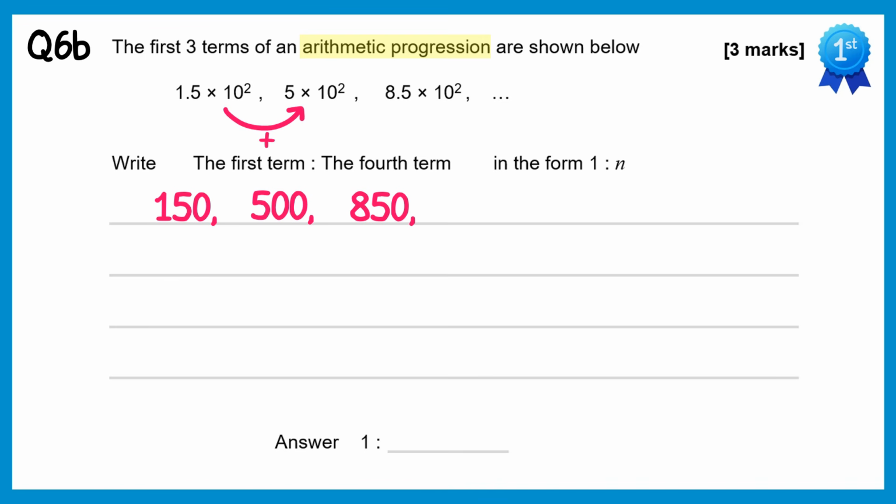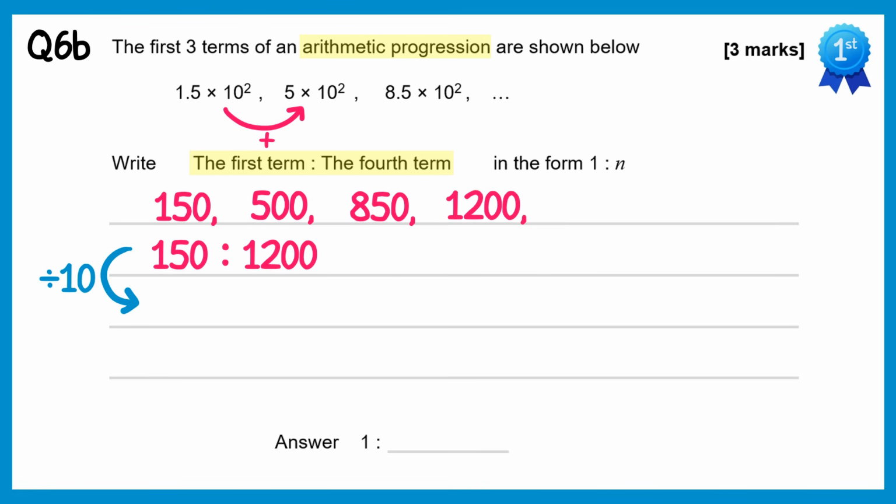Now we need to work out the ratio of the first term to the fourth term. So to work out the fourth term, we'll add 350 again. That will take you to 1,200. So the ratio must be 150 to 1,200. But we need to give this in the form 1 to n. So we need to simplify.